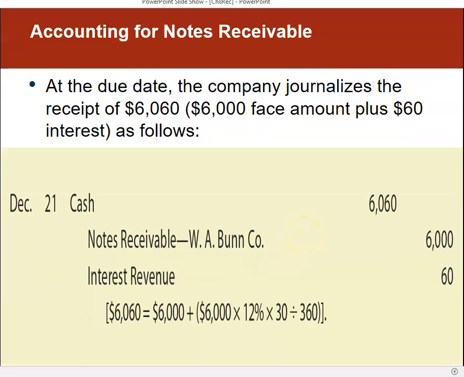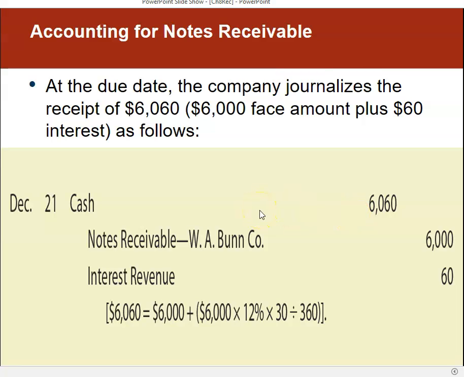Now, as fate would have it, W.A. Bunn ends up paying this amount back. It says at the due date, the company journalizes the receipt of $6,060. And we see how they did that here. We took the 6,000 times 12% times 30 over 360, or 1 over 12, however you want to do that. And if we execute that math, we come up with $60 of interest.